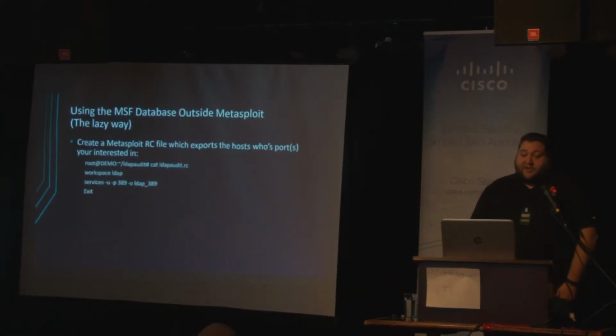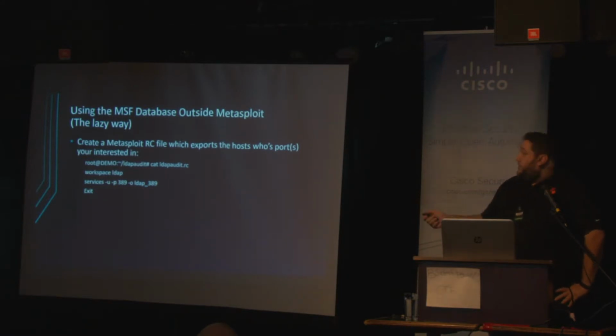So, using the Metasploit database outside of Metasploit, the lazy way, because there is a harder way where you hook into the actual Postgres database. I'm not getting into that. That takes way too much effort. So you create a Metasploit RC file, which is just a .rc file. And when you execute it with Metasploit, it runs any commands in there as if you had just logged into Metasploit and typed in some commands.